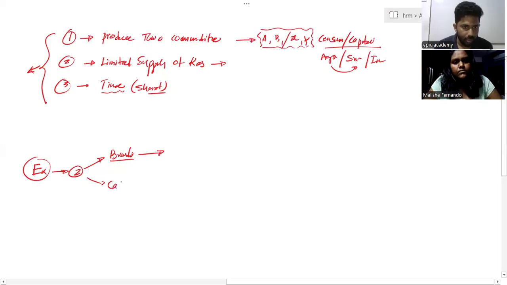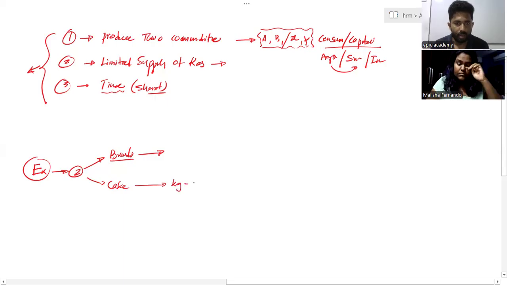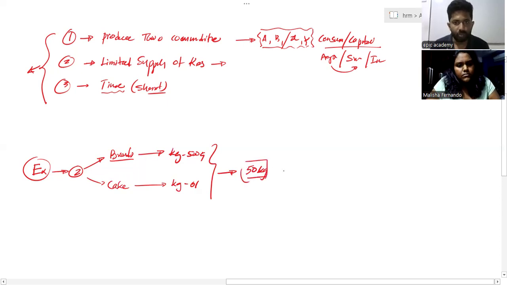Just consider this is cake. If you are going to produce one cake, you need 1 kilo of flour. If you are going to produce bread, you need 500 grams of flour. So then you have only a limited supply of flour, that is 50 kilos of flour for 1 day.